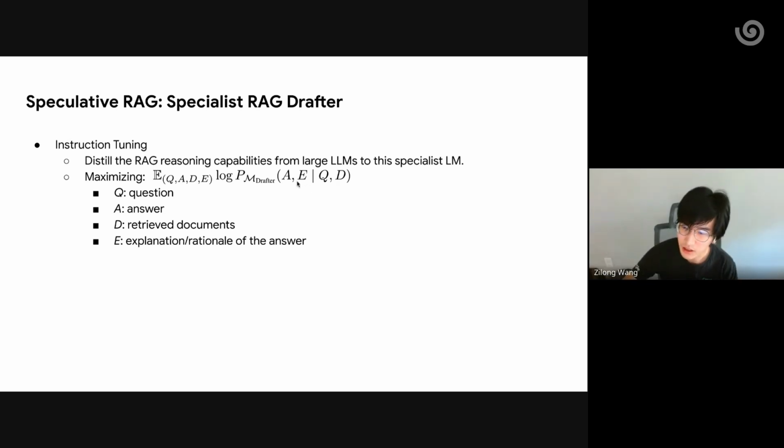Another thing about this tuning is that you can pay a bit of attention to the log targets. What we want to generate with this drafter is both the answer, the A here, and the E, the explanation, or call it rationale. So we want to generate these 2 things, and we will use these 2 things to verify and evaluate the answer drafts.